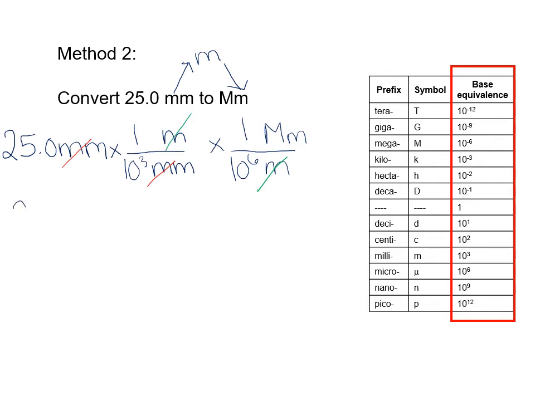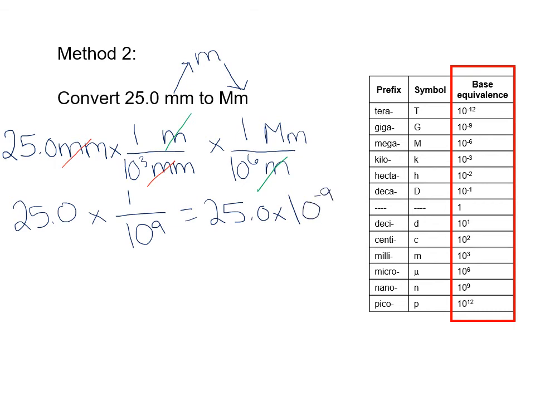So I have 25.0 times 1 over 10 to the, since these are both in the denominator, add them up. 3 plus 6 is 9. Okay, so it's 10 to the 9th power, which becomes 25.0 times 10 to the negative 9. Because 1 over 10 to the 9th is the same thing as 10 to the negative 9.